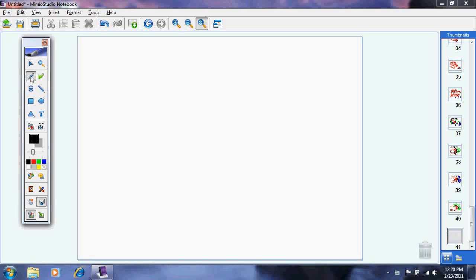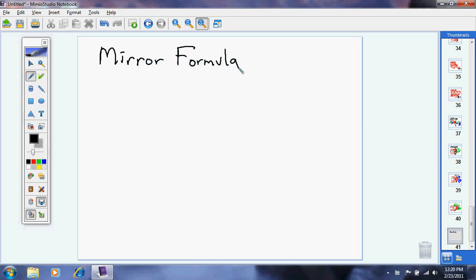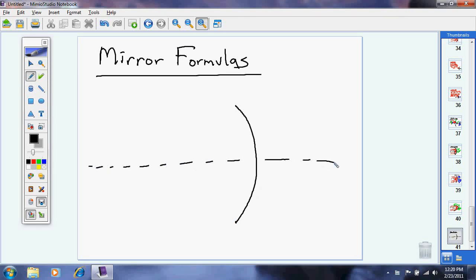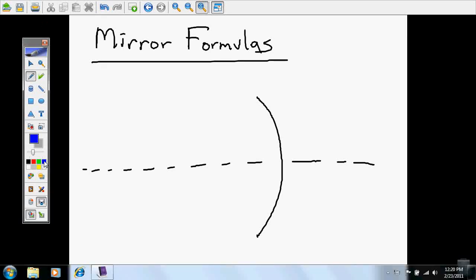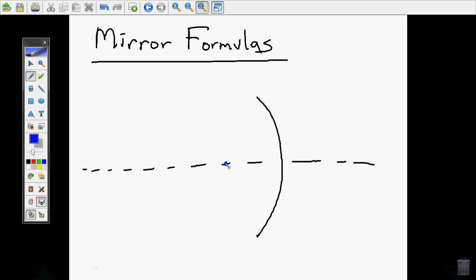So the last topic for mirrors is the mirror formulas. And let's look at a concave case. And let's say that this is the focal point, and this is the center of curvature.